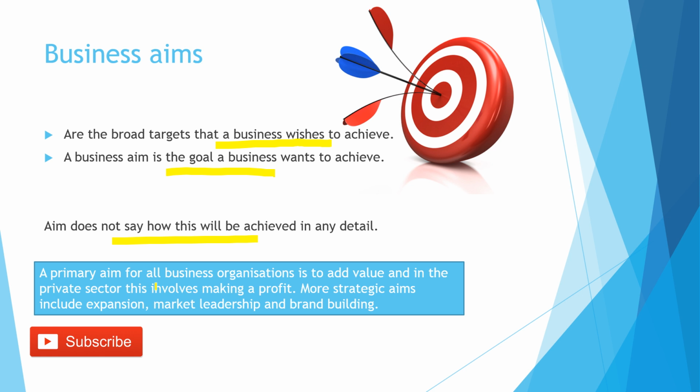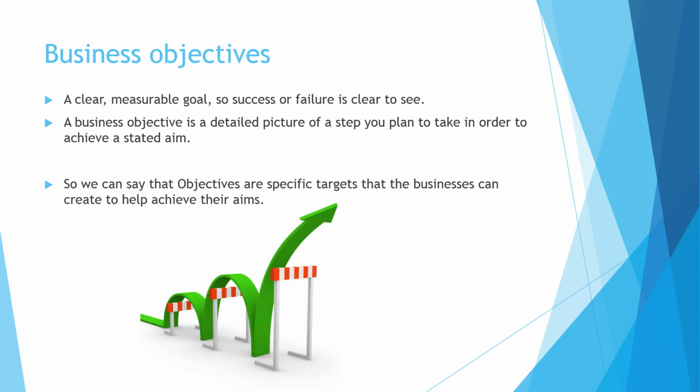A primary aim for all business organizations in the private sector is to add value. You know what the private sector is, don't you, from previous videos? Good. This involves making a profit. More strategic aims include expansion, market leadership, and brand building. So there could be a number of aims a business will have. And business objectives are clear, measurable goals so success or failure is clear.